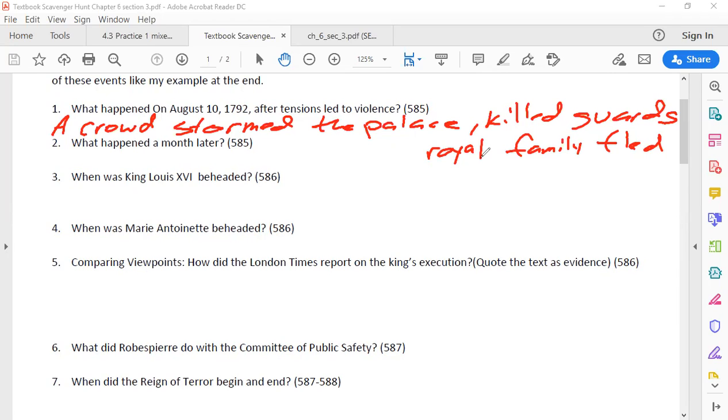What happened a month later? A month later, citizens attacked prisons that held nobles and priests accused of political offenses. About 1,200 prisoners were killed. Among them were many ordinary criminals. Historians disagree about the people who carried out the September massacres. Some call them bloodthirsty mobs. Others describe them as patriots defending France from its enemies. Most of the people killed were not necessarily traitors to France. But we need to say what happened was the September massacres.